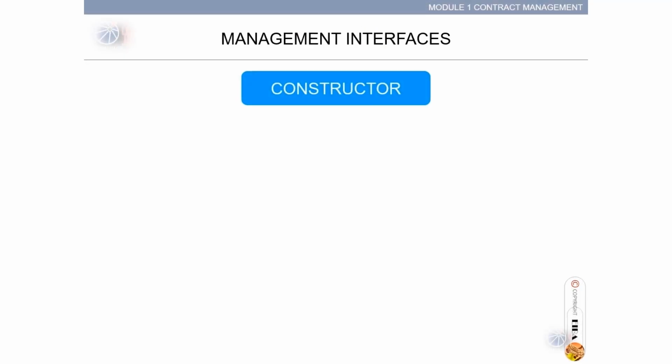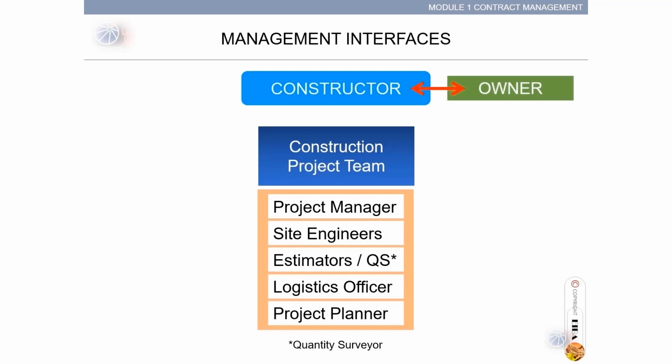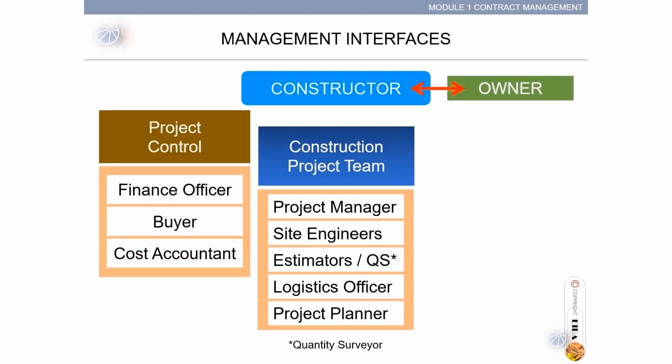The constructor interfaces with the owner's organization. The constructor has a construction project team composed of project manager, site engineer, estimators, quantity surveyor, logistics officer, and project planner. Another team, project control, which is composed of finance officer, buyer, cost accountant. This project control team is backed up by company finance. The construction project team interfaces with project control team.